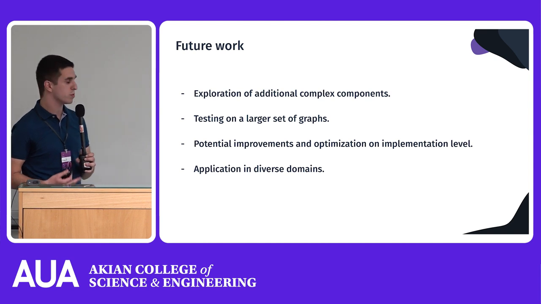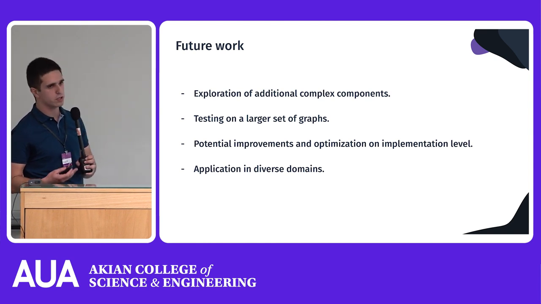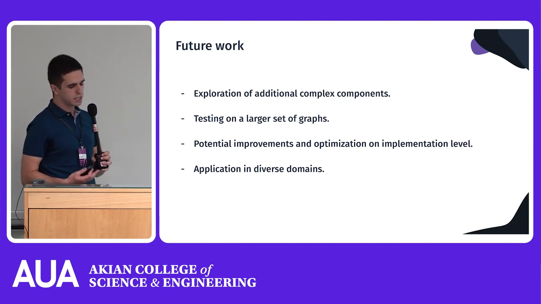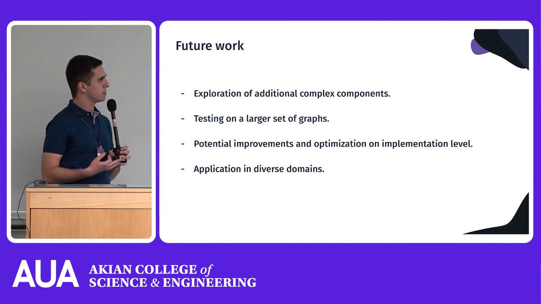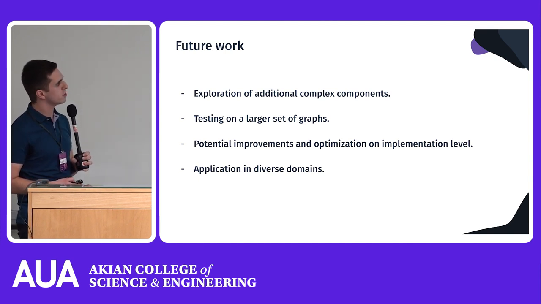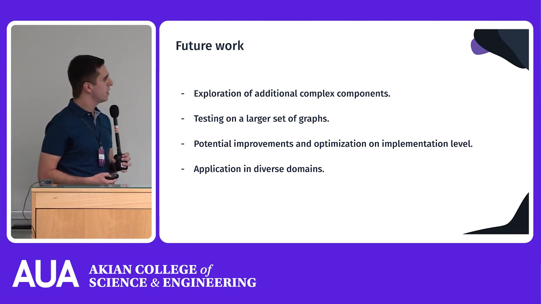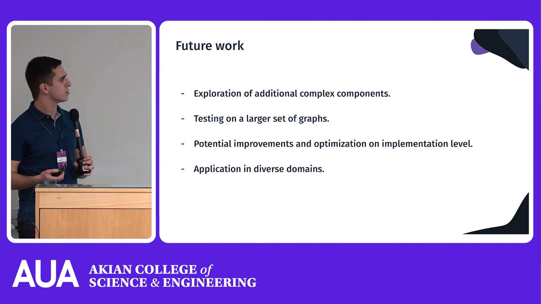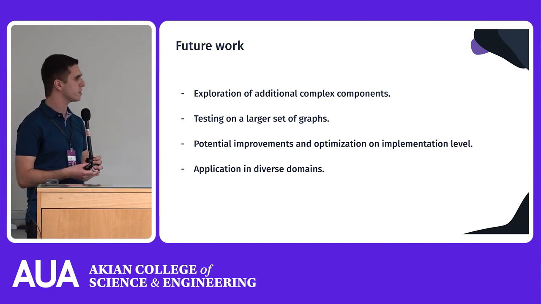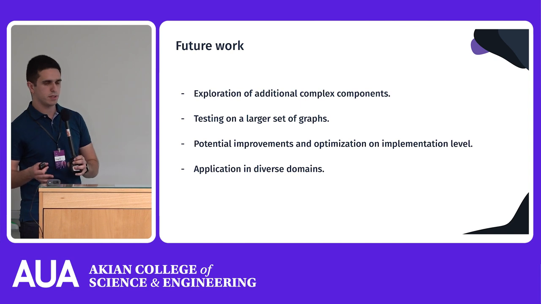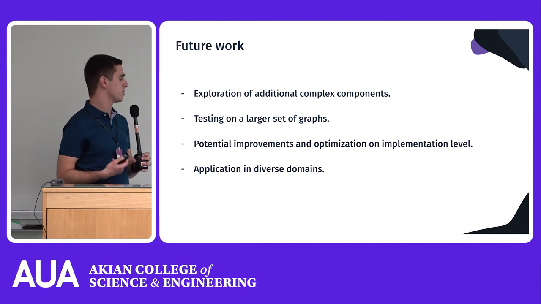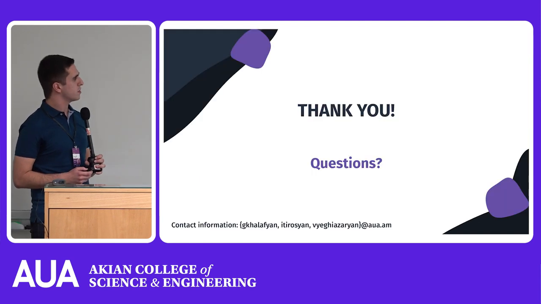Regarding future work, the problem of selecting not all minority structures remains, and there might be room for improvement of the minority selection process by selecting additional complex and important components. Also, we can still apply testing on a larger set of graphs, because as you remember, we picked 8 graphs for the main analysis. We can also make potential improvements on the implementation level, as there might be room to speed up the algorithm. And finally, we can look at applications in diverse domains, because graphs are used in different domains, as we saw, from social networks like Facebook to natural sciences like chemistry or physics. Real applications in such domains will also help us a lot. And basically, that is all. Thank you.